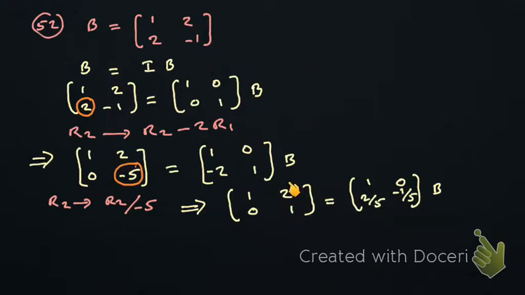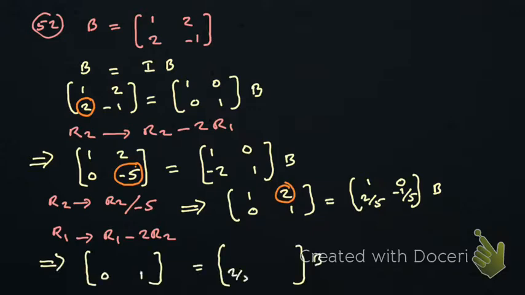So the element above that has to be 0 now. This 2 should become 0. How does 2 become 0? 2 minus 2, isn't it R1 minus twice of R2? So I figured out my operation. If I want 0 there, it should be 2 minus 2 times 1. So R1 changes to R1 minus twice of R2. This time my R2 remains the same, so I'll copy my R2: 0, 1, 2 by 5, minus 1 by 5. But I am now supposed to do first row minus twice of R2.